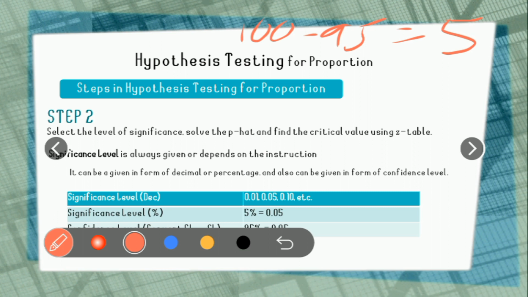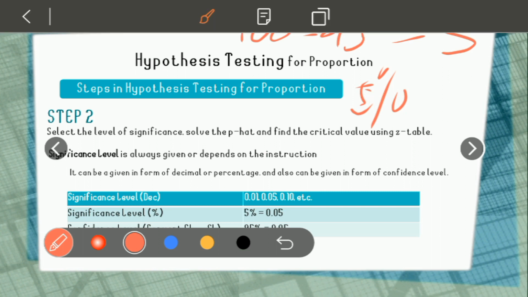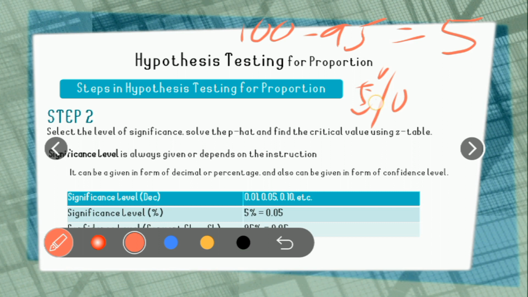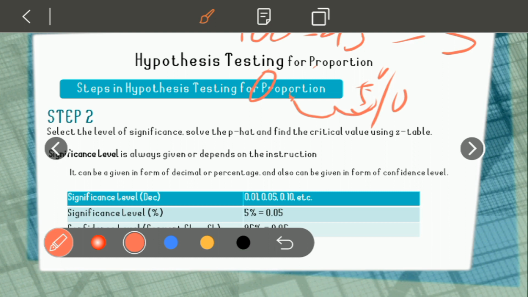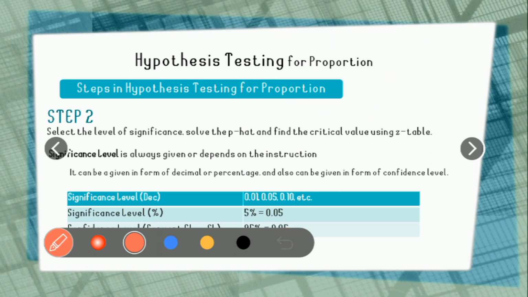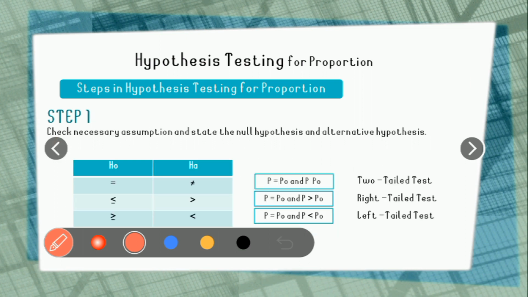So, kung 5% yan, ayan na yung significance level natin, kailangan mo ulit siyang i-convert into decimal. So, yung 5% natin, i-convert natin into decimal. Mag-move tayo ng point dito, pakaliwa, 1, 2. So, we have 0.05. So, ganyan lang kung paano i-convert ng confidence level to significance level.